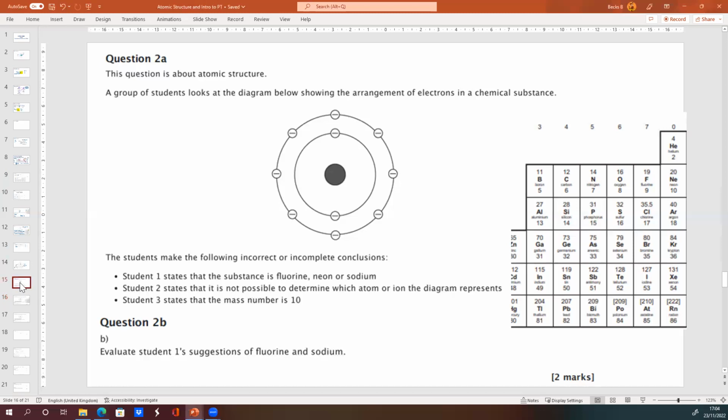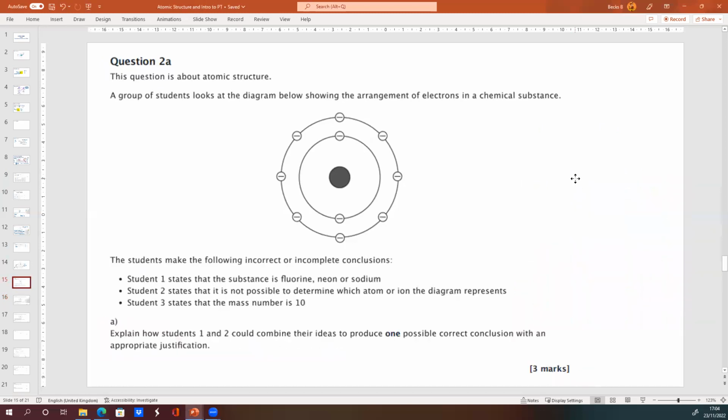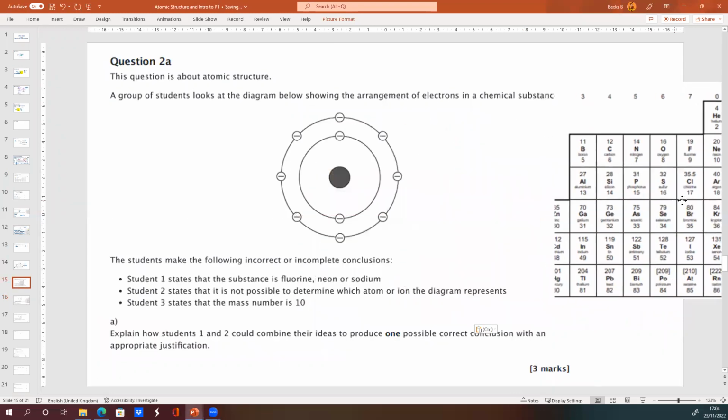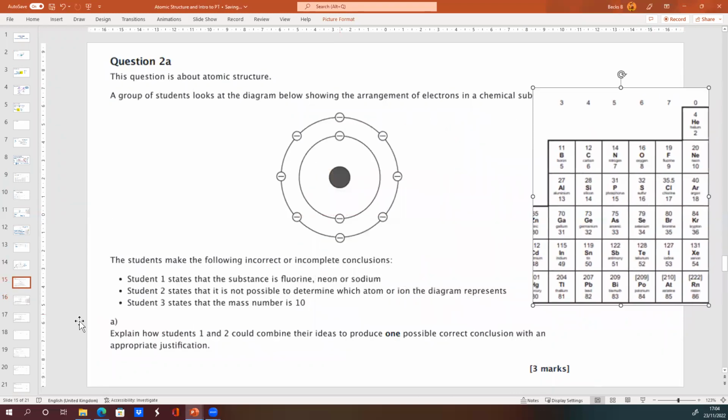Oh, put on the wrong one. My apologies. How could you combine statement 1 and 2 to make one correct statement?